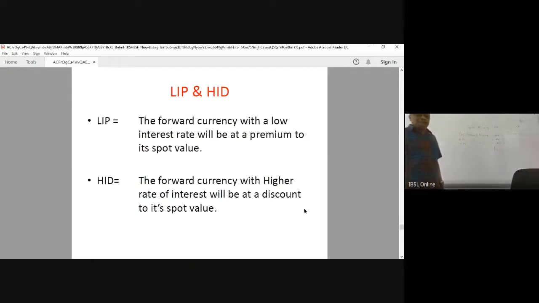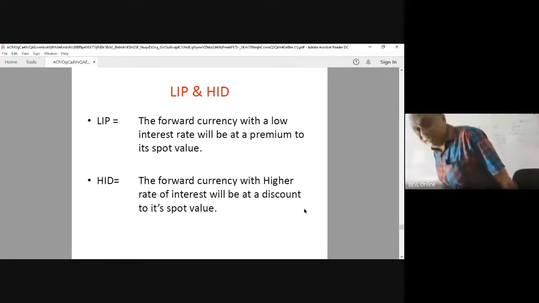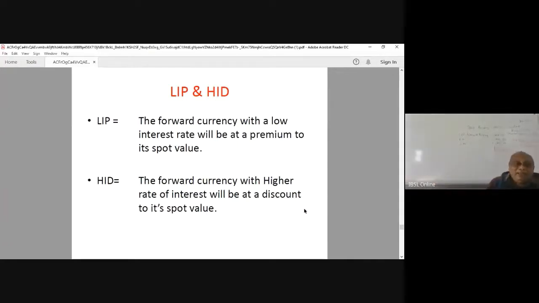The other one is something you have to memorize: LIP and HID. LIP is the forward currency with a low interest rate, which will be at a premium to the spot value. Low interest rate, a premium.